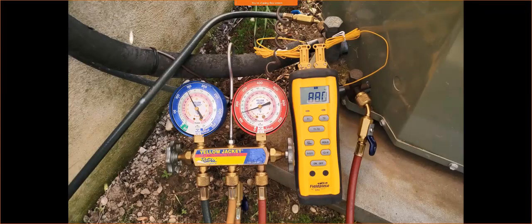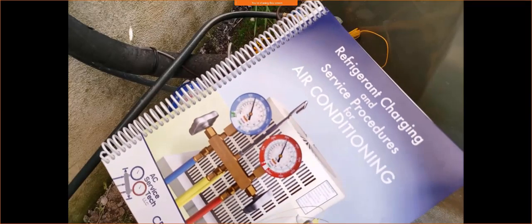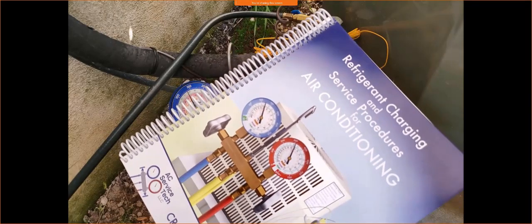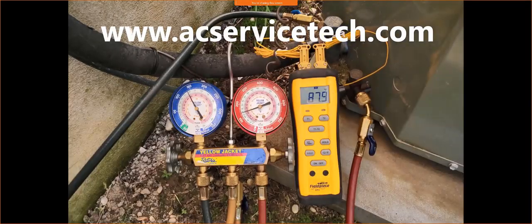Hey guys, this is Craig Migliaccio with AC Service Tech. Today what we're going over is how to check the refrigerant charge of an air conditioning system when the subcooling rating is not posted on the outdoor unit. Check out our book, The Refrigerant Charging and Service Procedures for Air Conditioning book. We have a full outline and sample pages posted over on the website, acservicetech.com.